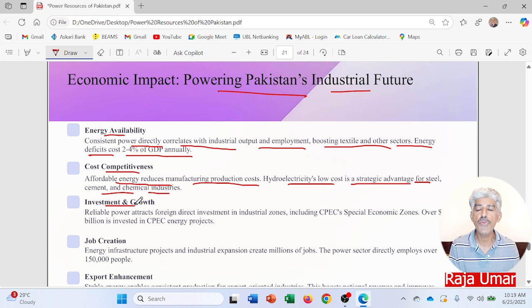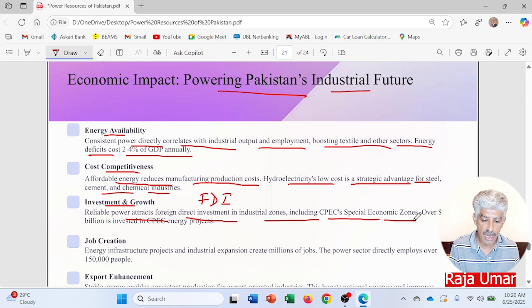Investment and growth. If we have sufficient power availability, definitely the industry would grow and people would invest in the industrial sector, and Pakistan would move towards industrialization. Reliable power attracts foreign direct investment, FDI, and the foreign investors would come over here. They will bring their investment and install their industries, as they would have the assurance that Pakistan has sufficient power availability in industrial zones, including CPEC special economic zones. They are really very important, and the foreign investment would come on the CPEC projects.